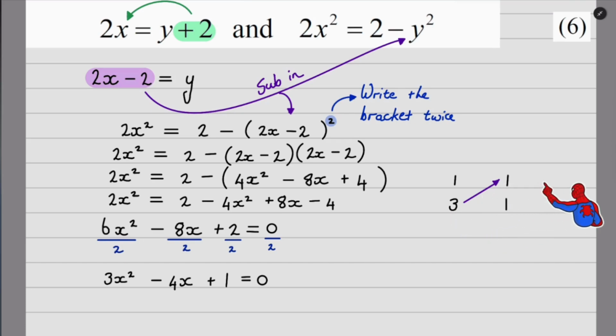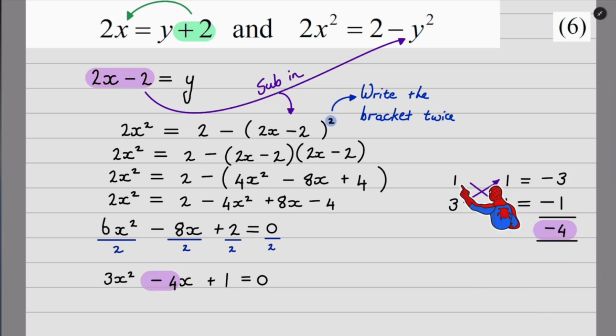3 times 1 just gives me 3. And then I'll go across the court down here and multiply. 1 times 1 just gives me 1. And now I've got to ask myself, how do I add or subtract these to get this number in the middle, minus 4x? Looks like we're going to have to use minus 3, minus 1 gives me minus 4. And then last thing, I clap a little x here, clap a little x here, put these signs back in, and then I've got my 2 brackets.